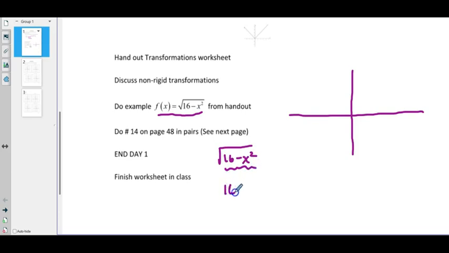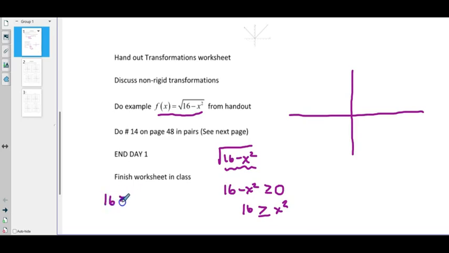We need a non-negative value. So in order to solve for that, we say 16 minus x squared must be greater than or equal to 0, non-negative. And from here we can solve. So when I add the x squared to the other side, 16 is greater than or equal to x squared. Take the square root of both sides. Anytime you take a square root with an inequality, you have to set up a double inequality.